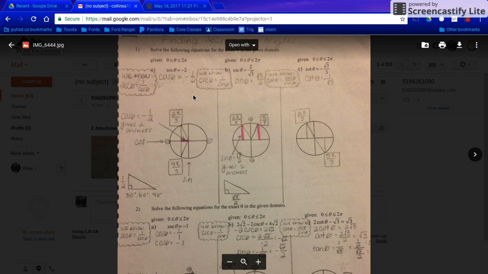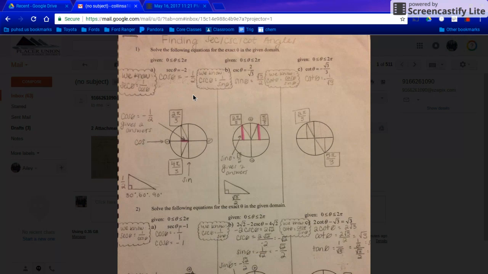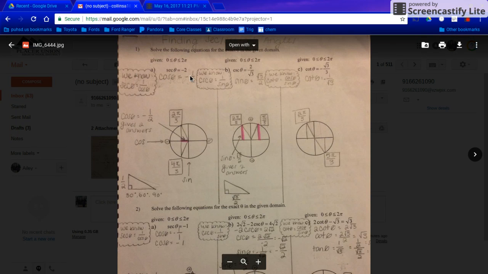Okay, so for finding secant, cosecant, and cotangent angles, we have problem 1a, which is secant theta is equal to -2 with a domain, which is 0 is less than or equal to theta, which is less than or equal to 2 pi. First thing we want to do for all these problems is figure out what we know. And what we know for this problem is that secant theta is equal to 1 over cosine theta. So the first thing we're going to do is bring cosine theta over and have the fraction 1 over cosine theta over here across from it.